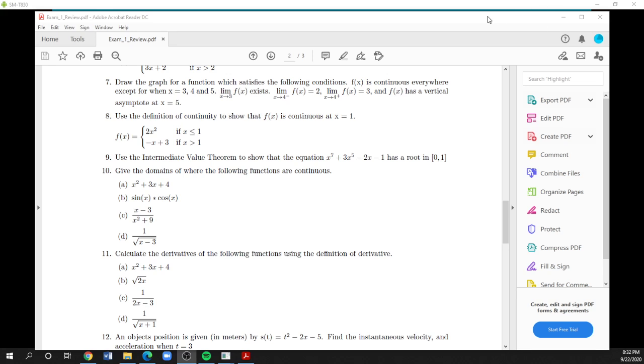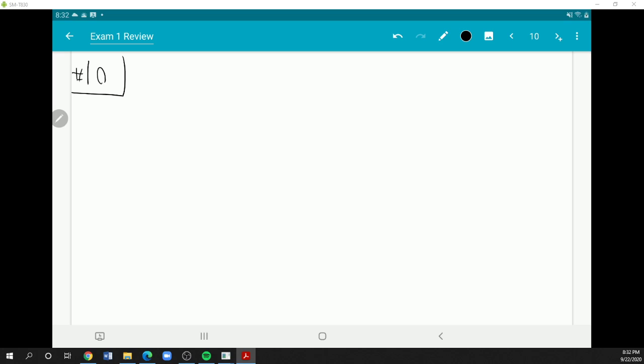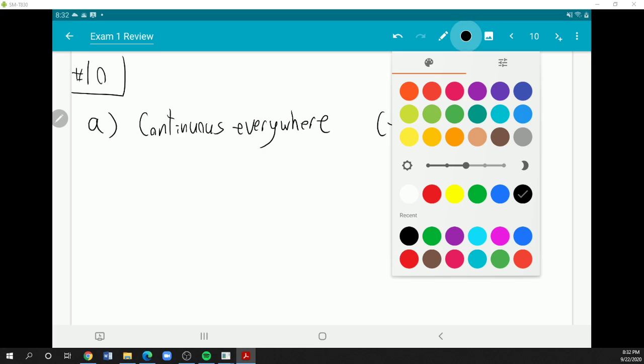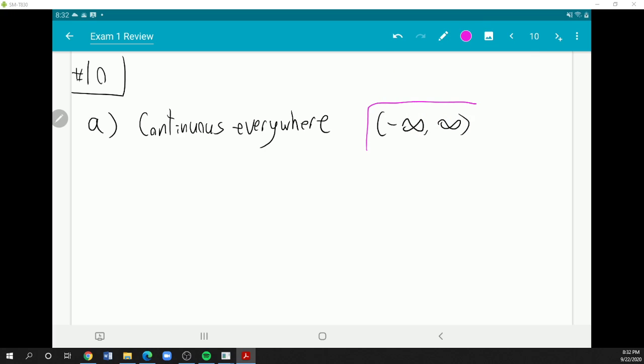So let's see. For 10, we have particularly 10a. That's just a polynomial. So that function is continuous everywhere. You shouldn't write "continuous everywhere." I would write minus infinity to infinity in interval notation. This is how we say things in a more kind of mature mathematical way.